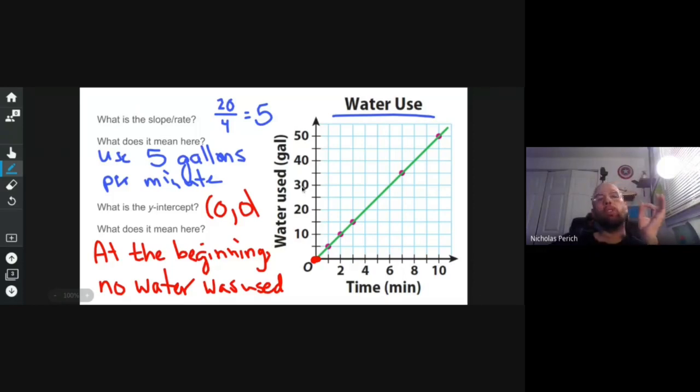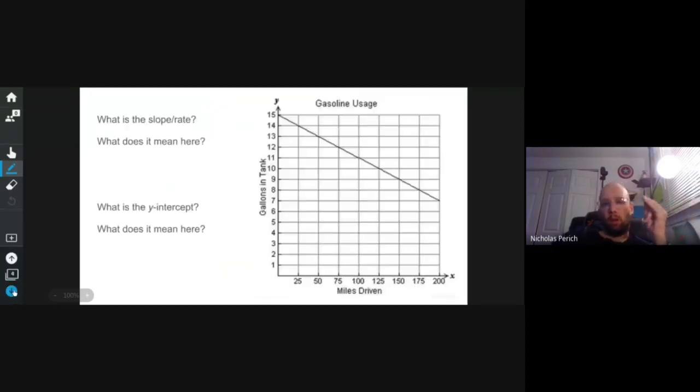Okay, so the slope gives you a rate: miles per hour, feet per second, gallons per minute. And you find that by doing rise over run. The y-intercept gives you usually what happens at the beginning of something. So most of the time when it asks us, what does the y-intercept mean? We're usually going to say at the beginning, blah, blah, blah. Most of the time, not every time, most of the time.